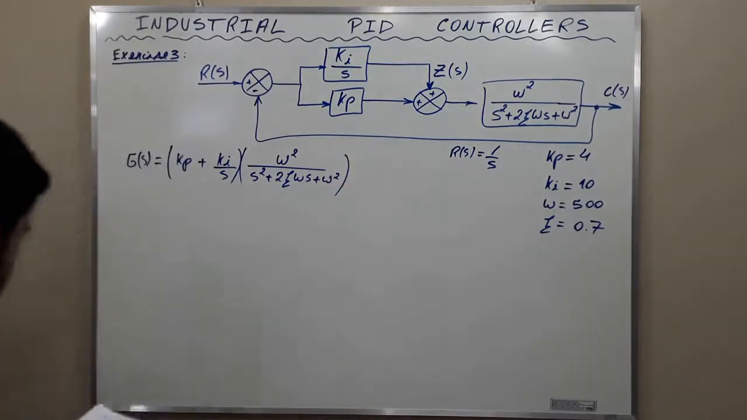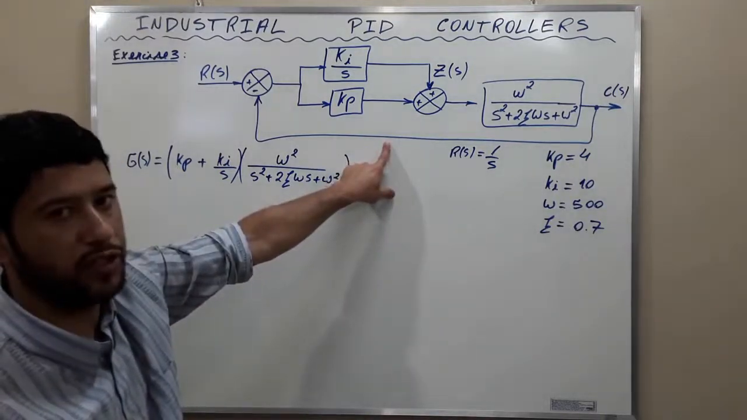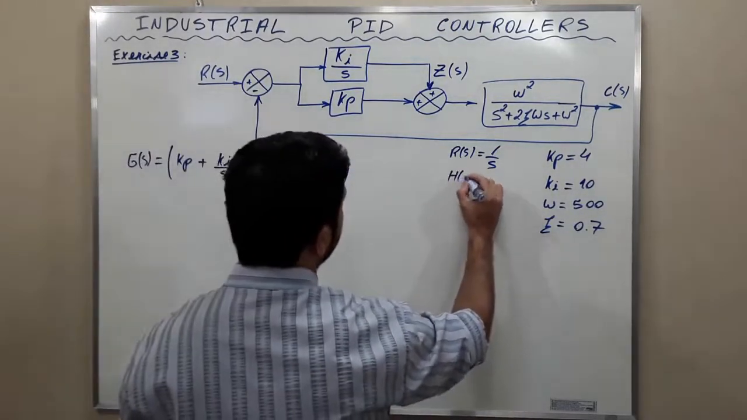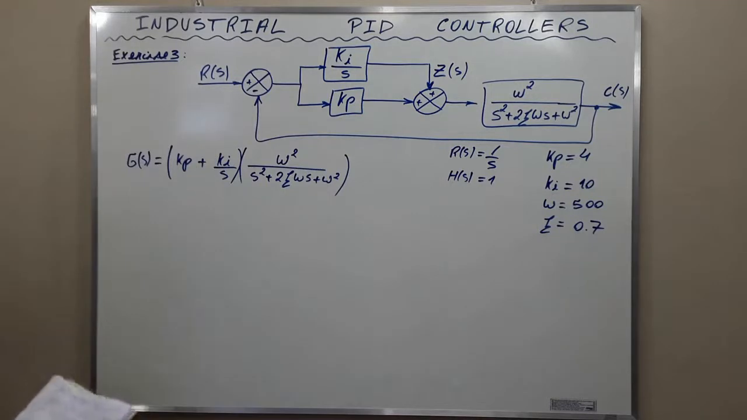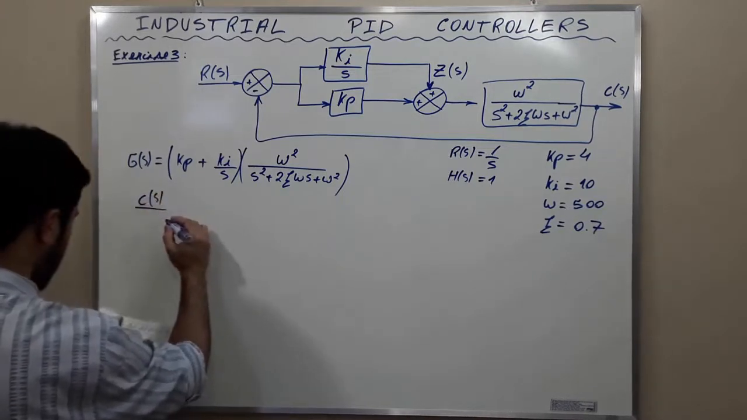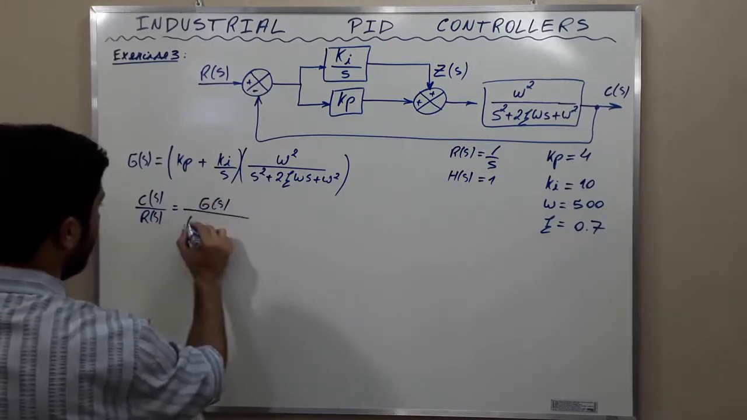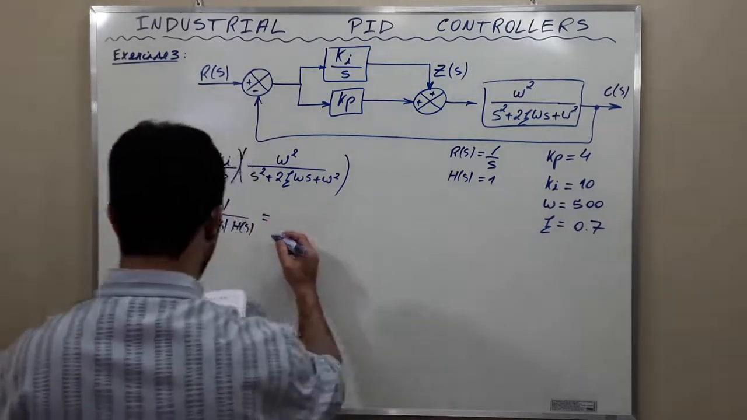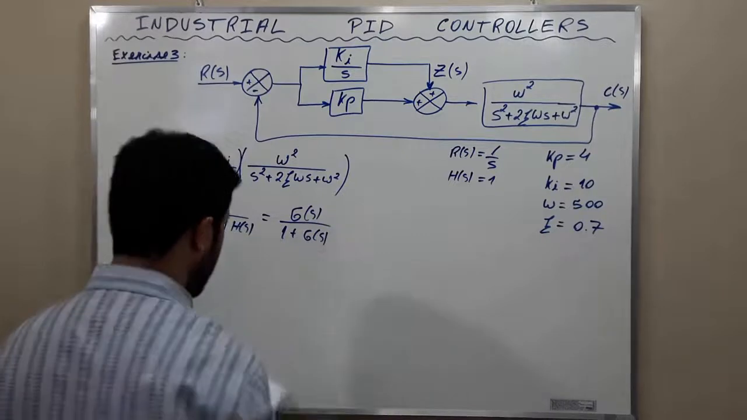Okay? And since the transfer function of the feedback element is equal to 1, H(S) equal to 1, the closed loop transfer function of this block diagram is C(S) over R(S) equal to G(S) over 1 plus G(S)H(S), which is G(S) over 1 plus G(S).